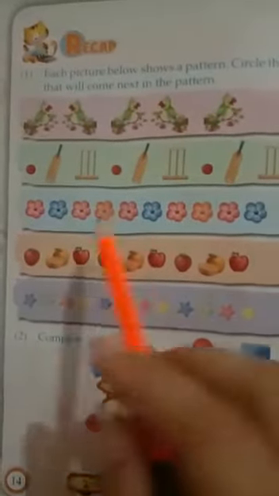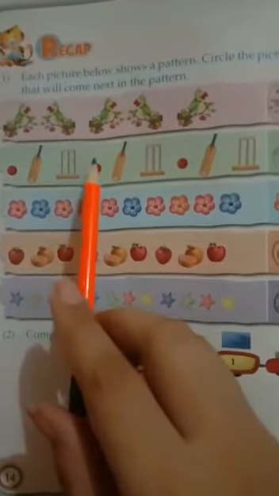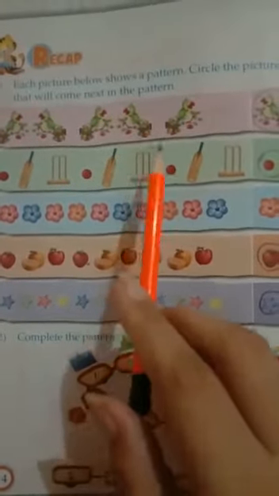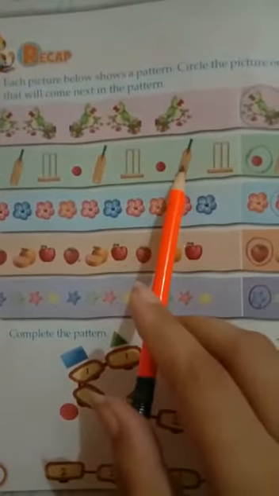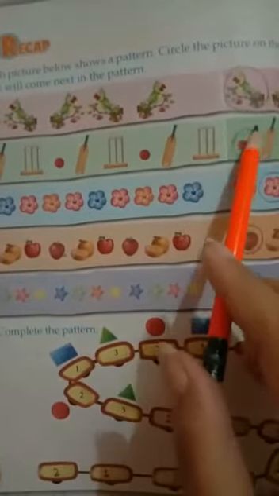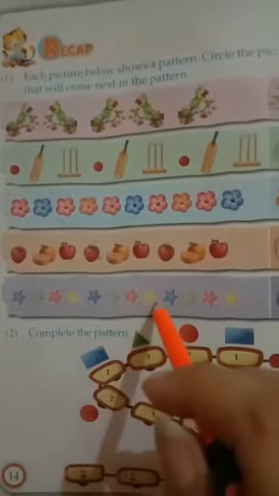Now come to the next. Ball, bat, stump. Again ball, bat, stump. Again ball, bat, stump. Again ball. Yes, again ball. It is correct. So circle the ball. Hope you understood. Now complete these patterns by yourself. Now come to the next. Complete the pattern.